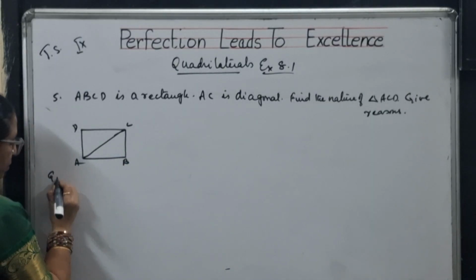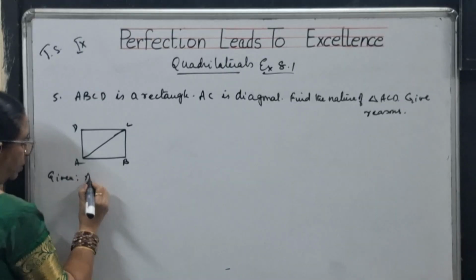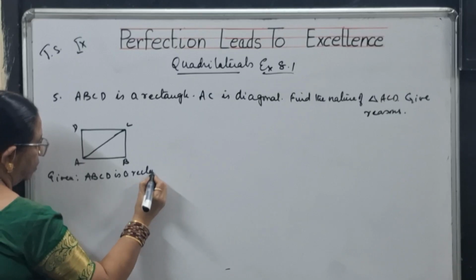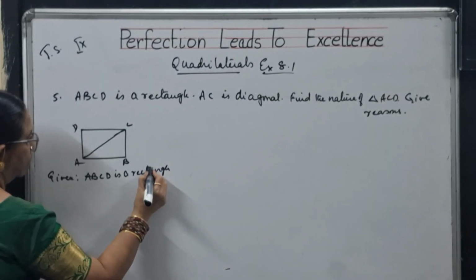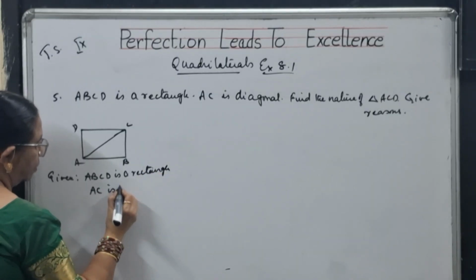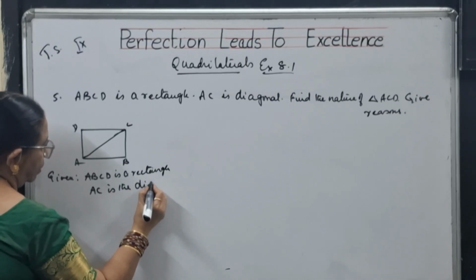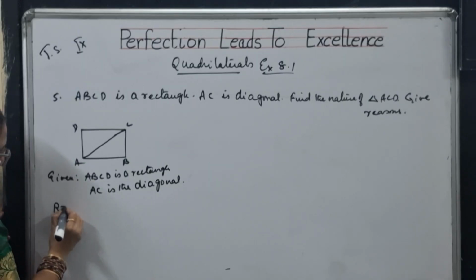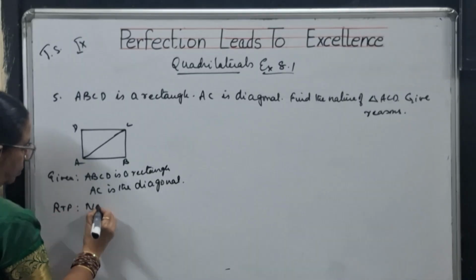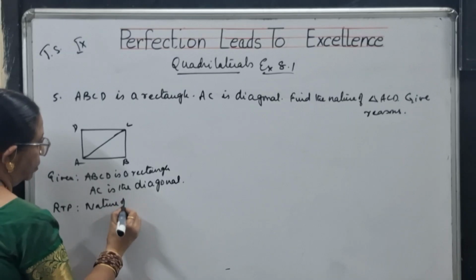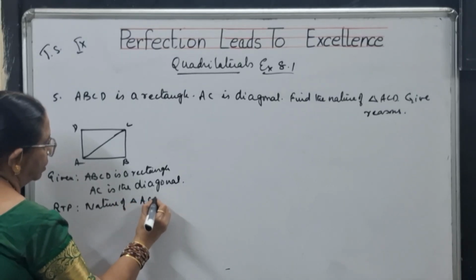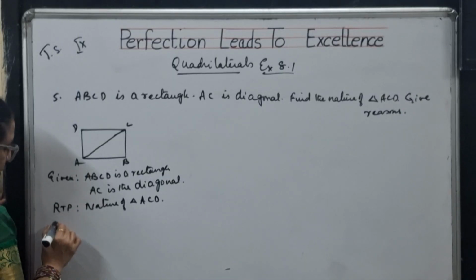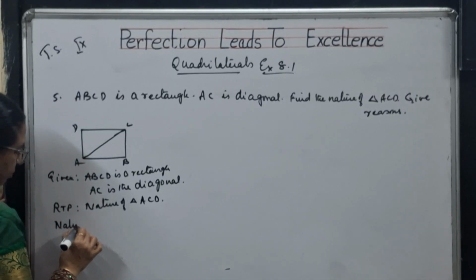So what is given? ABCD is a rectangle. AC is the diagonal. What is RTP? You need to find out the nature of triangle ACD. So let us see what the nature is.